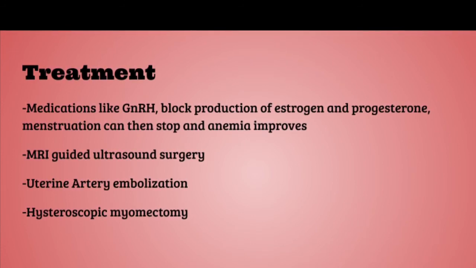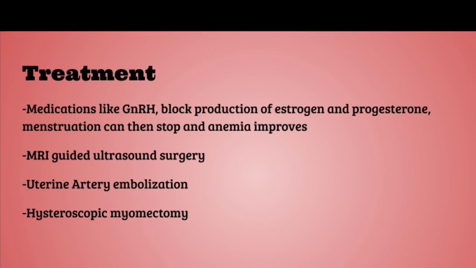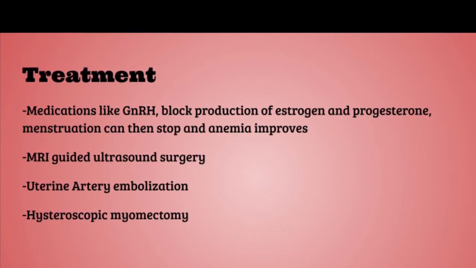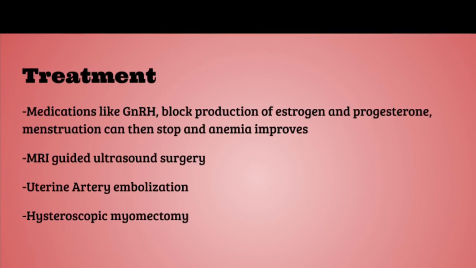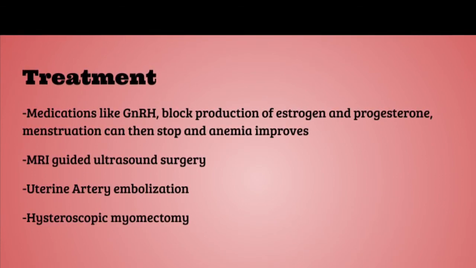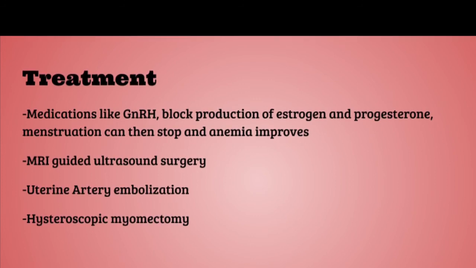And then the last treatment I put is hysteroscopic myomectomy. This is a procedure that can be done if the location of the fibroid is submucosal. Remember the first picture I provided? I went over the different locations that can be found in. And so an instrument is put into the vagina and then into the cervix, and then they can be surgically removed.